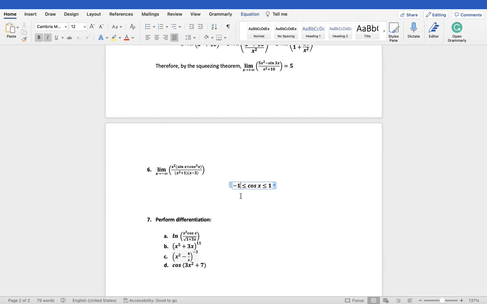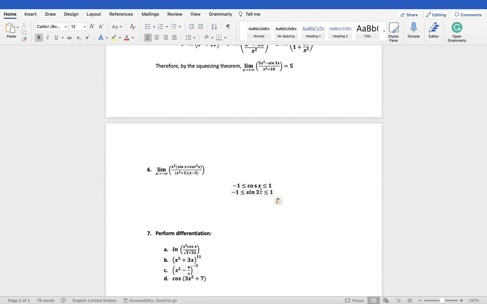So basically what we said again, for sine and cosine, the values are between -1 and 1, right? So this applies for both sine and cosine. In this case, we have both sine and cosine, so let's just write them down.